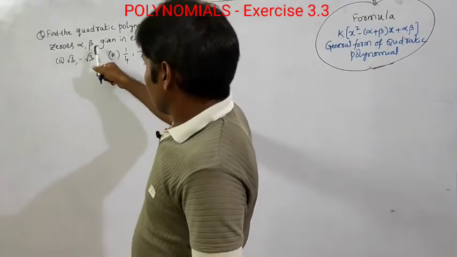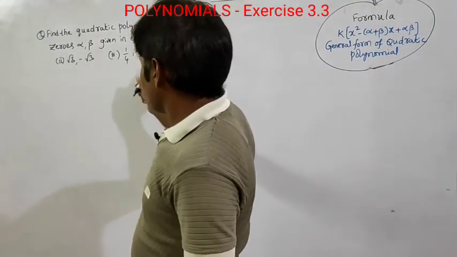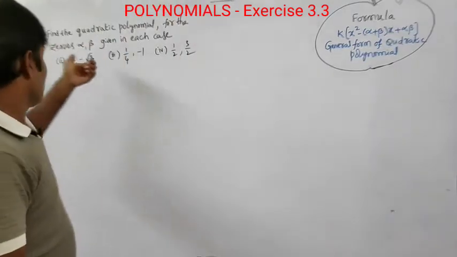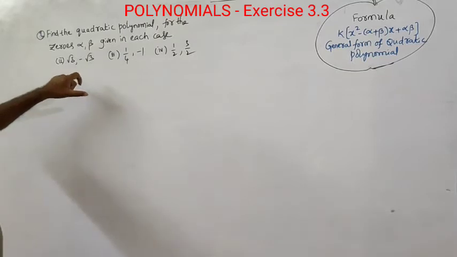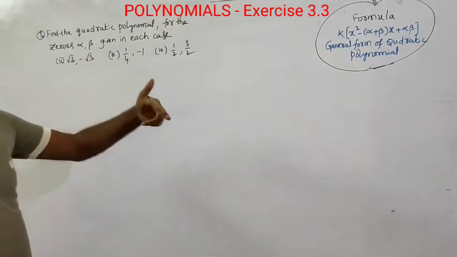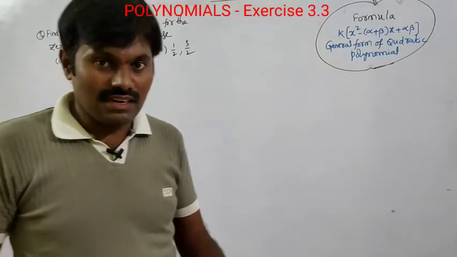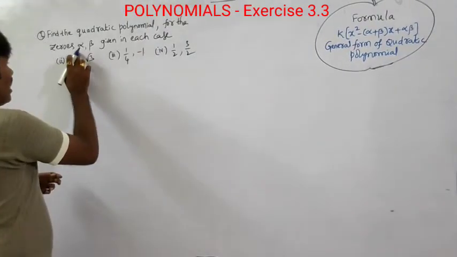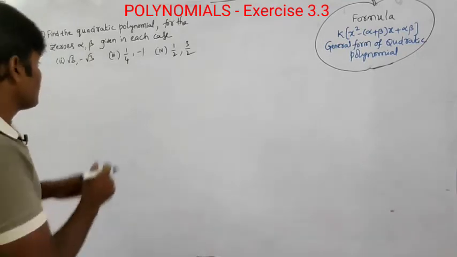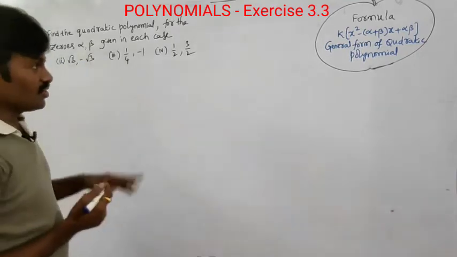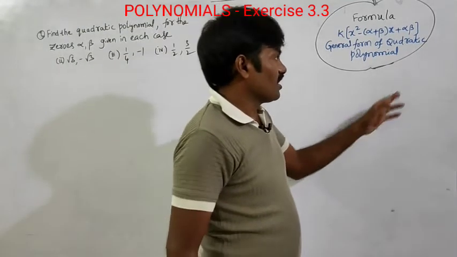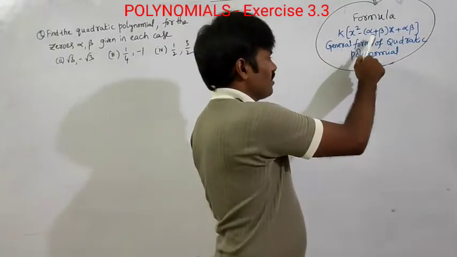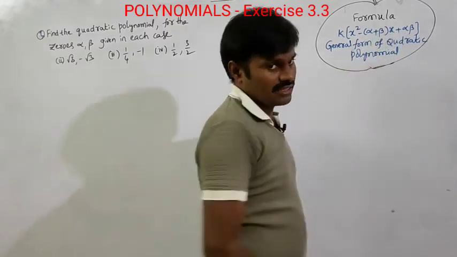In this video, I have taken three problems which are somewhat difficult. In the previous question, they gave alpha plus beta and alpha beta values. But in this question, they give alpha and beta values separately, individually. That means these are the zeros. So if alpha and beta are the zeros, then what is the quadratic polynomial? Same as before: k of x square minus alpha plus beta into x plus alpha beta.